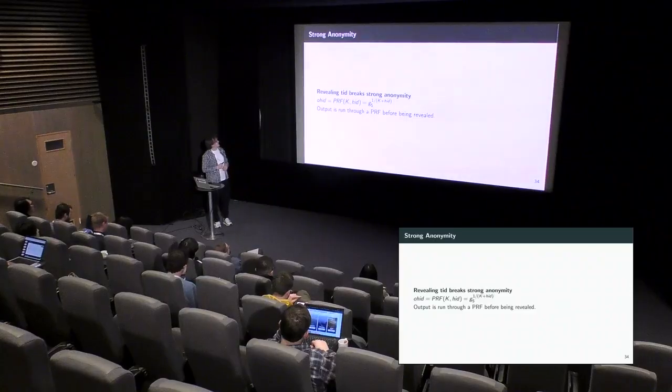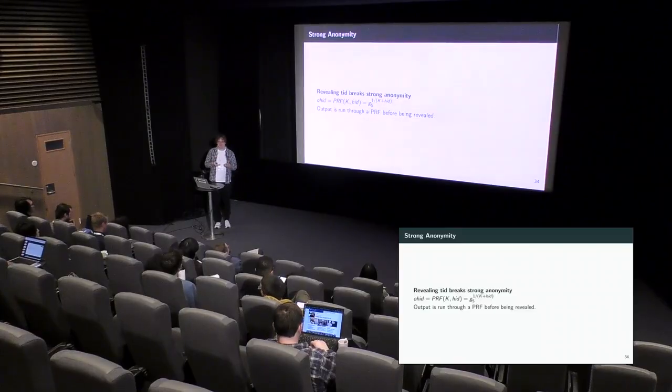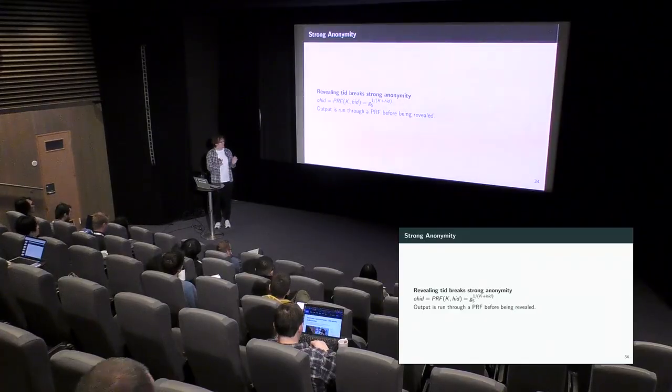And then finally, strong anonymity. So clearly, if I tell you what the TID is, I'm breaking strong anonymity because Alice also knew what the TID is. So for strong anonymity, instead of revealing the TID, we reveal this oblivious hidden identifier, and we add this extra term into the encryption or into the coin. And then what we reveal is a PRF run on this.